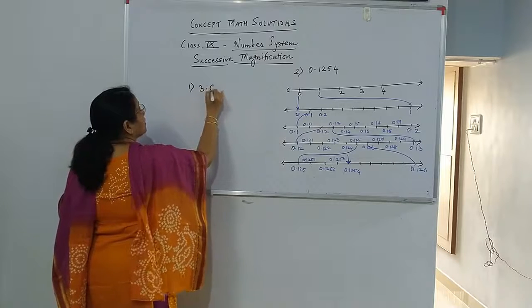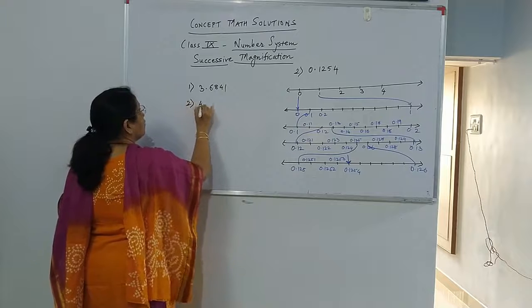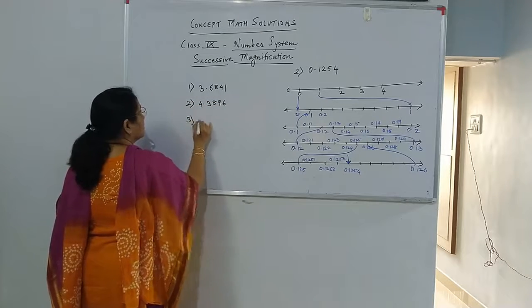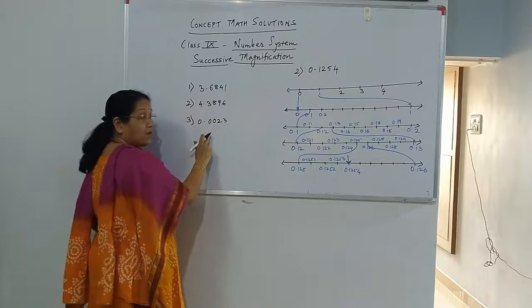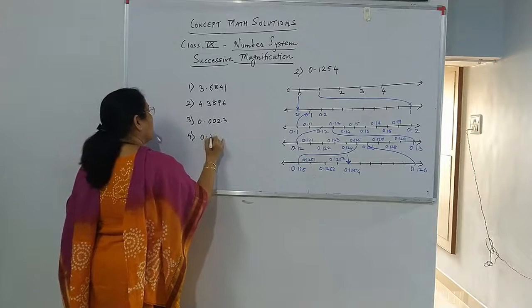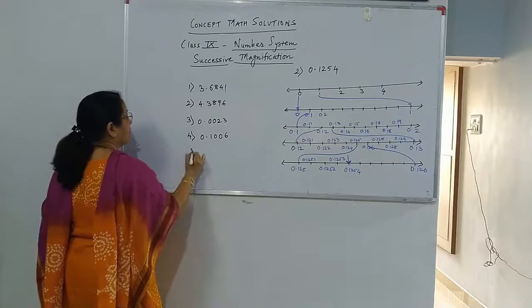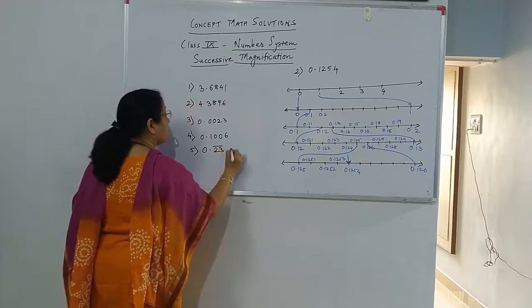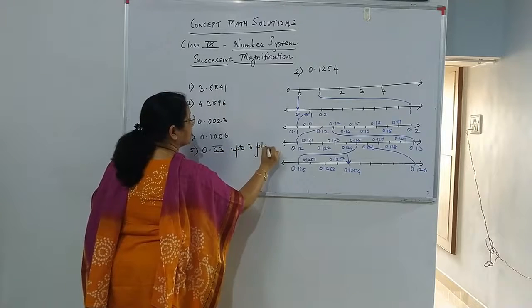I am giving you 5 questions for homework. First, 3.6841. Second one, 4.3896. Third one, 0.0023. Be careful when 0 comes. Be careful here. Fourth, 0.1006. Again, be careful here. And the fifth one, I am giving 2.23 bar up to 3 places after decimal.